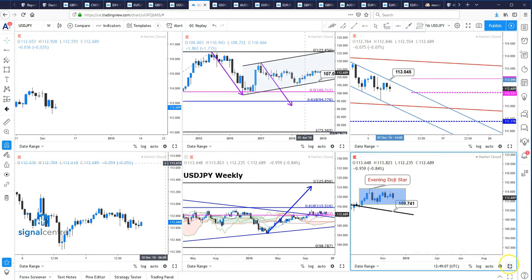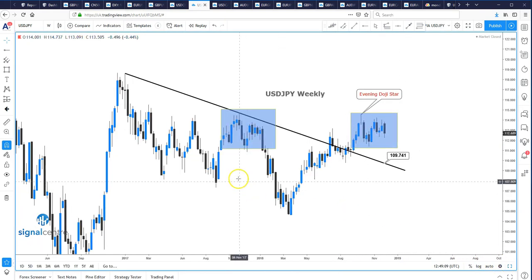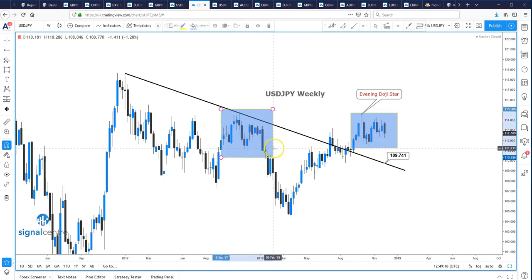Dollar yen, we can see here on the weekly chart, back in September 2017, we had a prolonged period of consolidation. We look to be mirroring that sort of price action over here, so we're expecting mixed trading to continue in dollar yen.